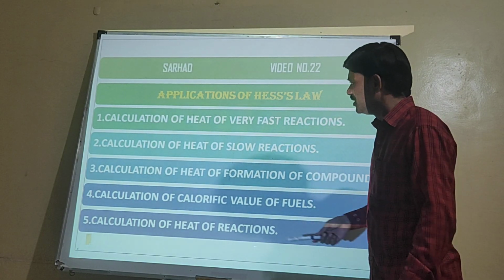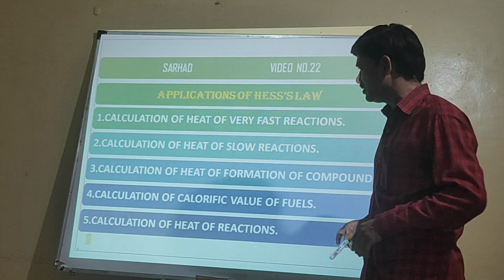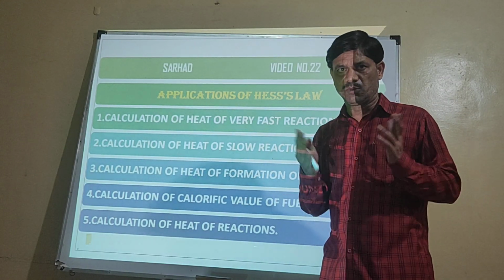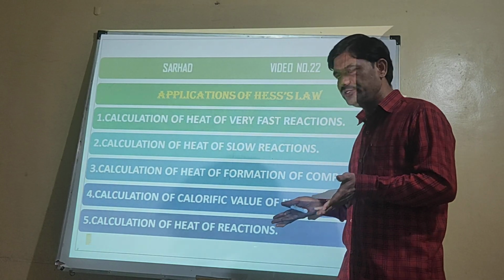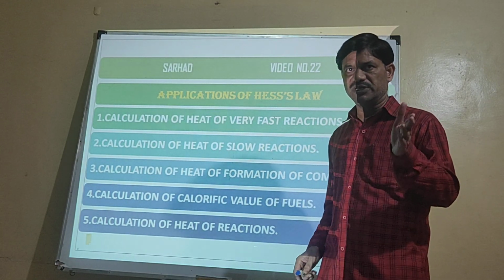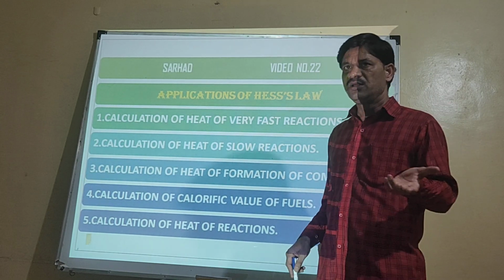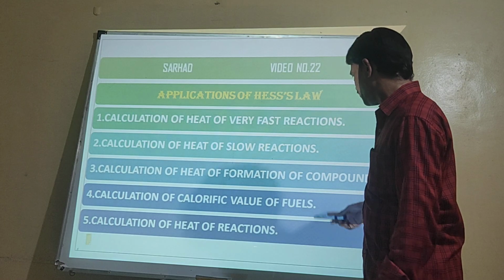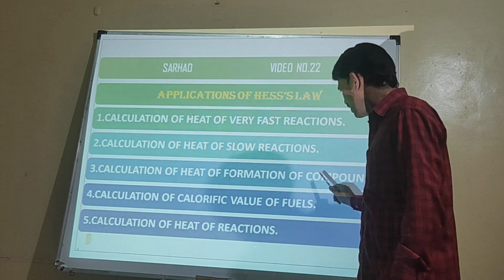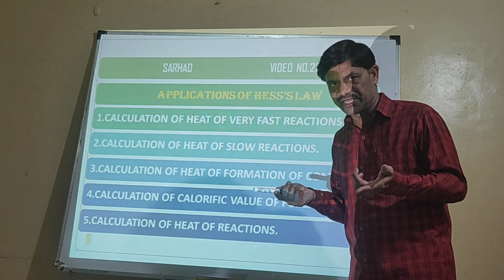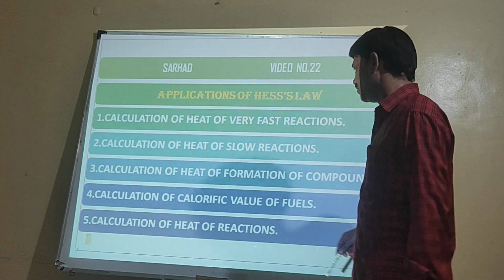What about the third one? Calculation of the heat of formation of a compound from its constituent elements. Just as we discussed, what is CO2? It is obtained from solid carbon and gaseous oxygen. So in this case, solid carbon and gaseous oxygen are the constituent elements. So whenever we obtain a particular product from constituent elements, its heat of formation can be found. And remember here, when del H is negative, the compound is exothermic. When del H is positive, the compound is endothermic.